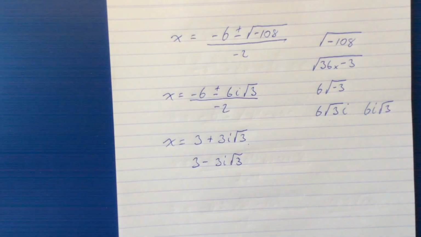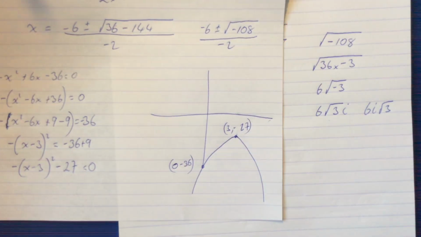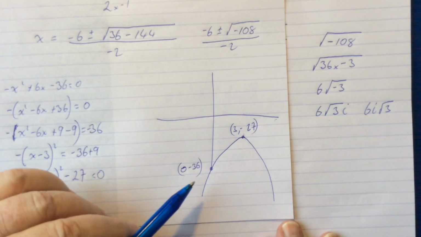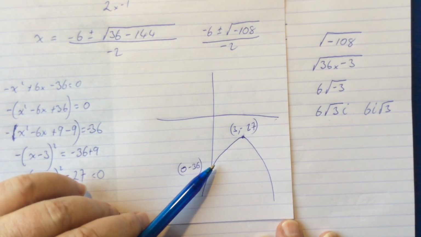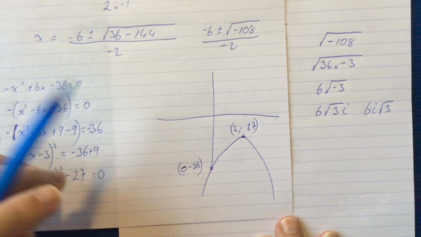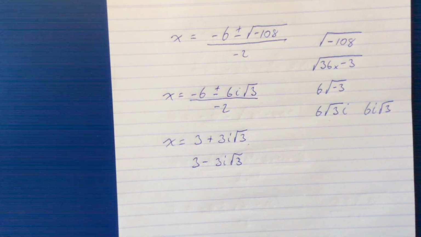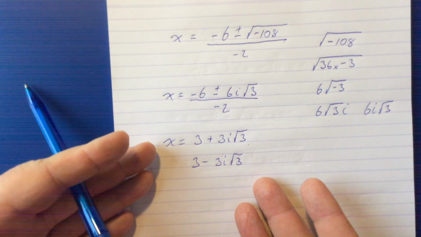And I just refer you back to this wildly out of scale sketch of mine to show you what I mean. This thing doesn't touch the x-axis, so it can't have any real intercepts, it can't have any real solutions. But what it does have is it has these.